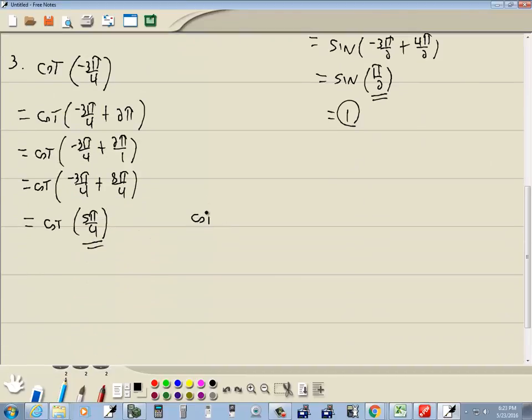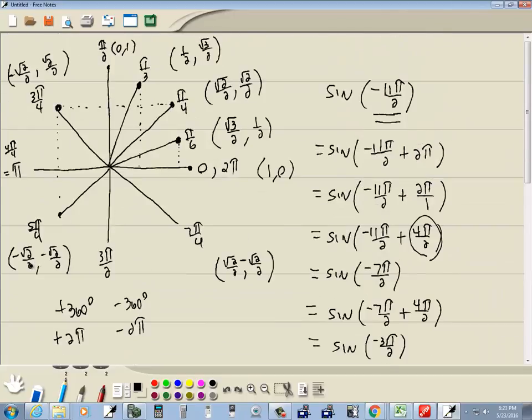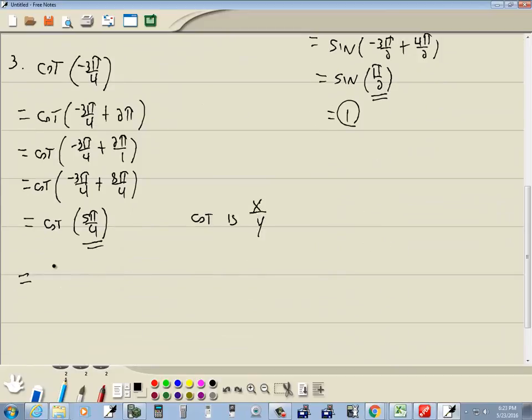Now remember, from our formulas, cotangent is equal to x over y. So I'm going to go look up what, for 5 pi over 4, what x is. X is negative square root of 2 over 2, and y is negative square root of 2 over 2. So this would be negative square root of 2 over 2 over negative square root of 2 over 2, which gives us a positive 1.